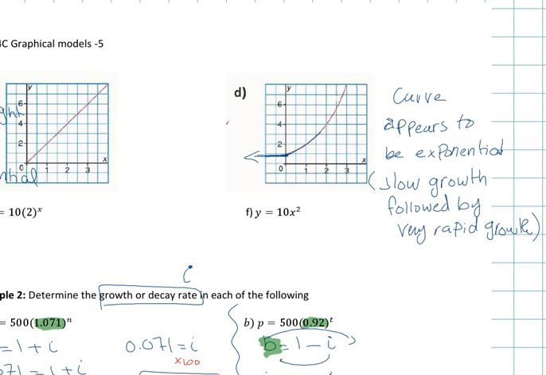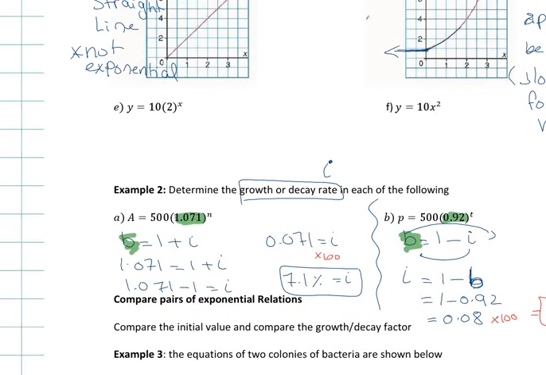Then if we're looking at the equations, for an equation of an exponential function, what must be variable? The y is equal to a to the exponent of x. So what's the variable? The exponent. So the exponent has to be there.